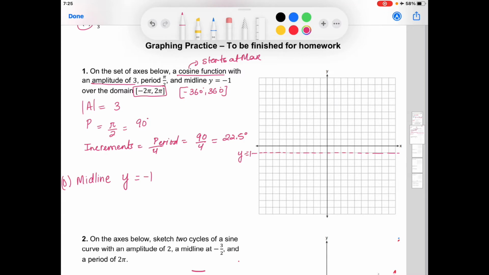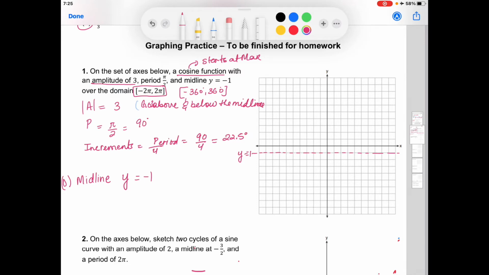Then it's saying the amplitude is 3 above and below. If I did this, 3, 1, 2, 3, there's 3 here, and 1, 2, 3, I'll be wrong. This is the wrong amplitude. Why? Because you go 3 above and below the midline. Let's write that down. Go 3 above and below the midline. So please know that.